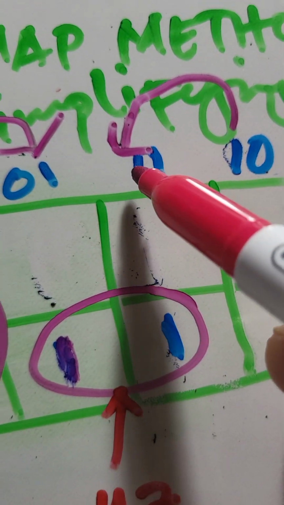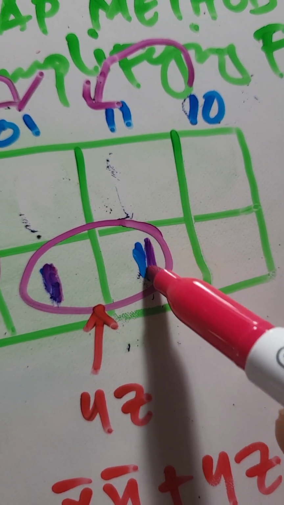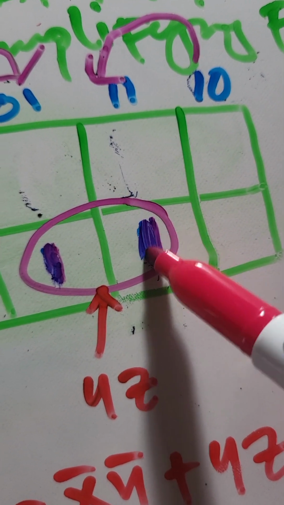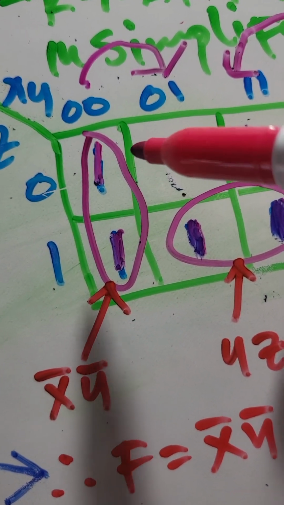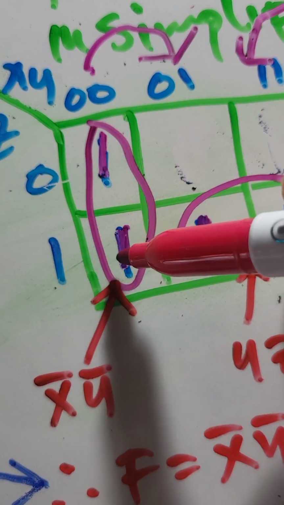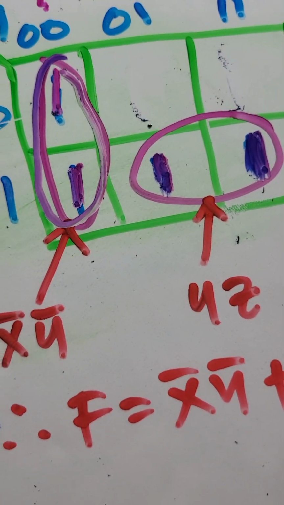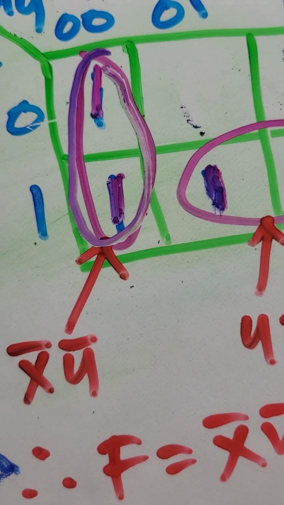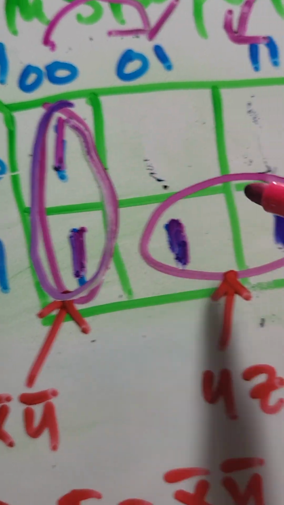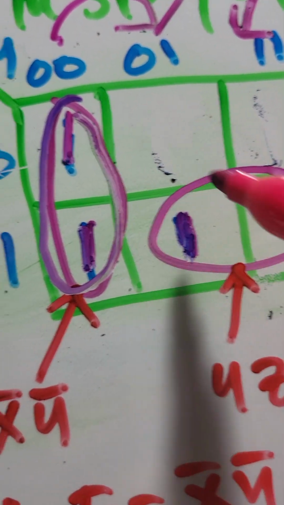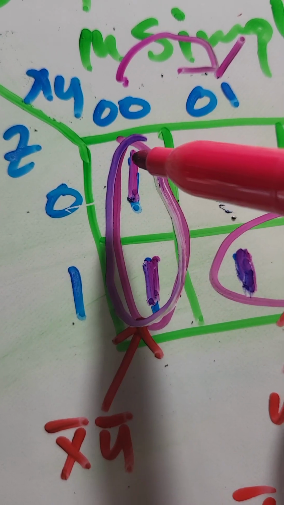So x is 1, y is 1, z is 1, and they intersect on this quadrant, so this is 1 here. So in the Karnaugh map method, the technique is you have to pair the two outputs, or two ones, that are adjacent to each other. So 1, 1, and another one is 1, 1. So you can pair also this one. So this one, this pair.